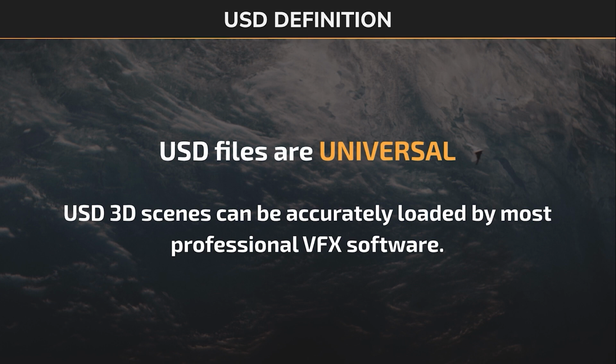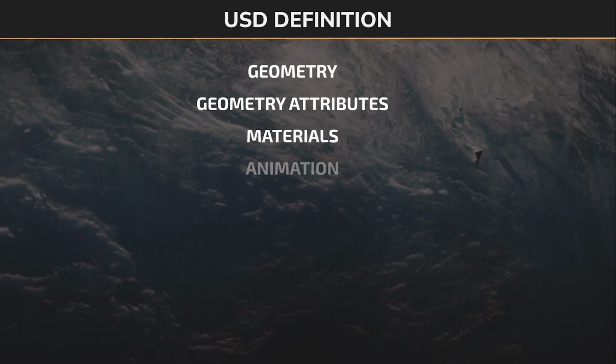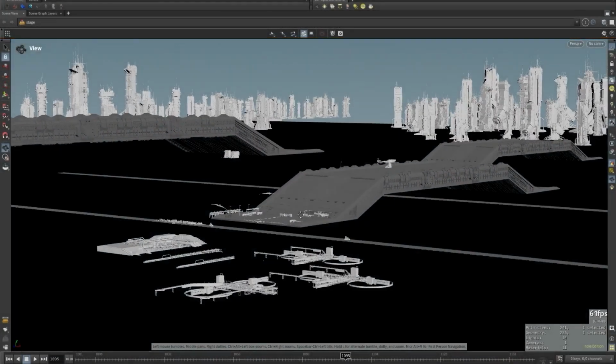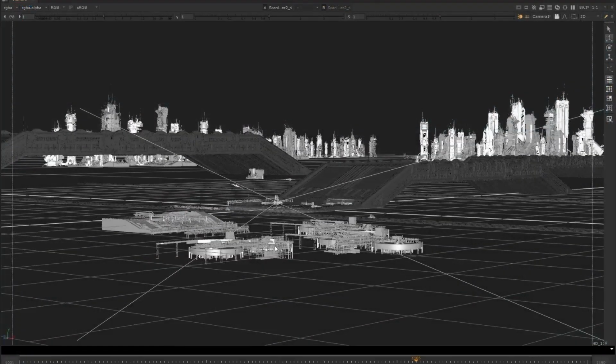So exactly what 3D data can USD files store? USD can store geometry, geometry attributes, materials, animation, lighting, cameras, render settings, instances, and so much more. In short, it can store everything that you need for a 3D scene. It accurately retains all of your scene information. With USD, we could accurately load the exact same 3D scene in Maya, Houdini, Blender, or even Nuke for compositing.